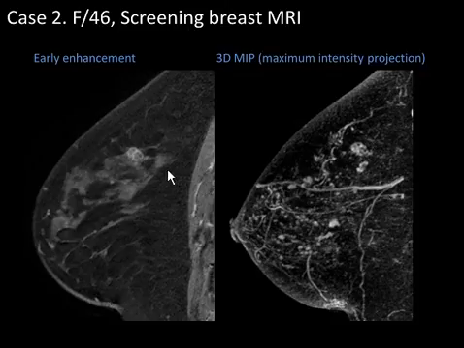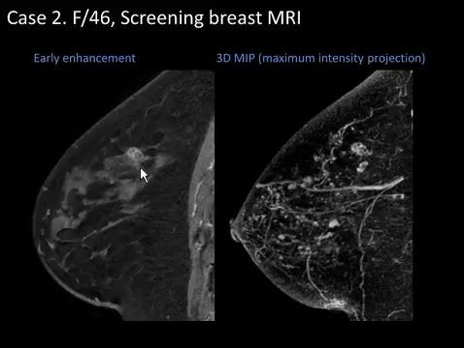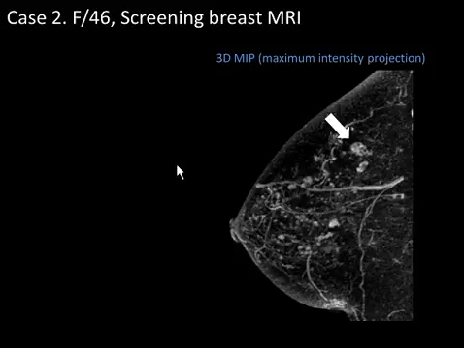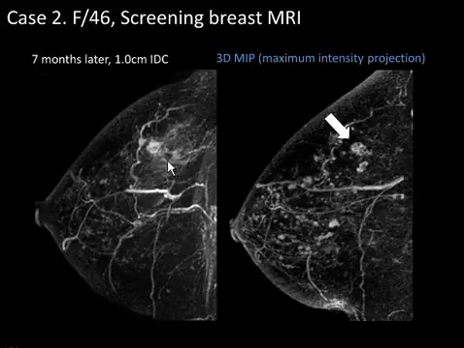Then how about this case? An enhancing mass in the right breast was mixed with multiple enhancing masses and foci on 3D MIP imaging. But if you see this MR-CAE, you can see the lesion shows a suspicious washout kinetic pattern. 7 months later, it was proved to be a 1.0 cm invasive cancer.